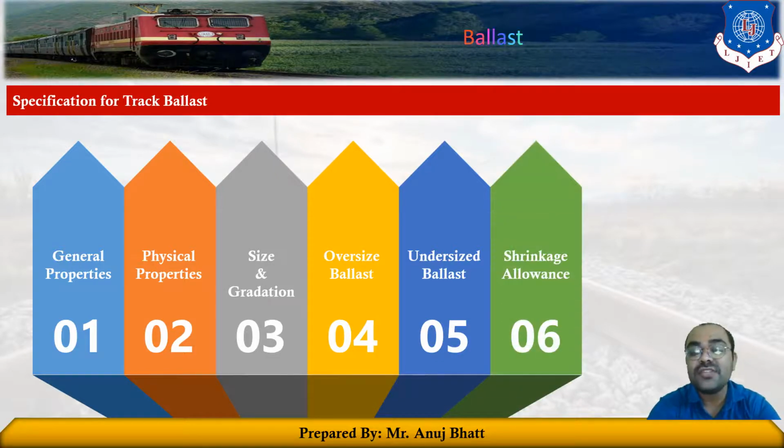Then the sixth, the shrinkage allowance. Gross measurement, either in the stock or in the wagons, is taken, and the payment is made without any deduction for the shrinkage or the voids. However, when the ballast is supplied in wagons, up to 8% shrinkage is permitted at the destination by the consignee verifying the booked quantities. So these are some of the specifications for the track ballast.